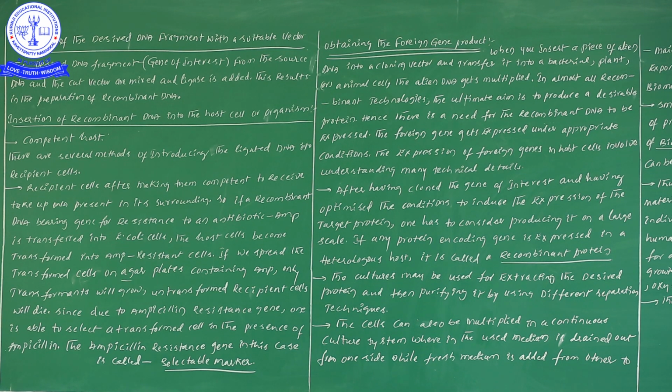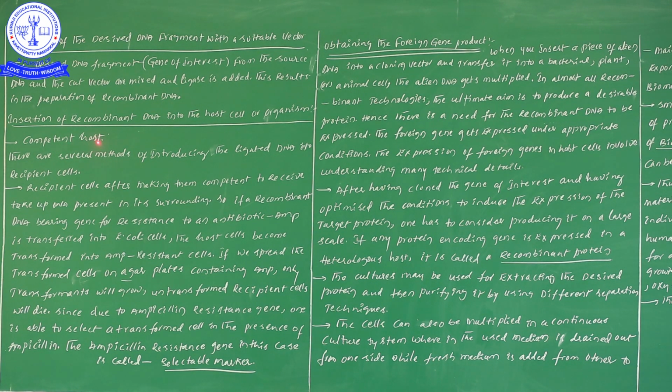Already in previous classes I have given that information. So finally, what have we obtained? Recombinant DNA we have obtained. Now come on to the next side heading, that is insertion of recombinant DNA into the host cell or the organism. One more time, insertion of recombinant DNA into the host cell or organism.